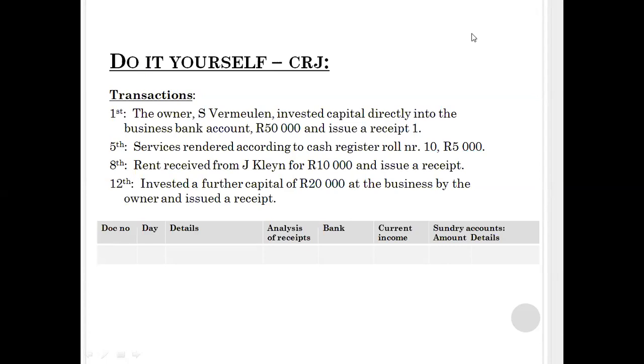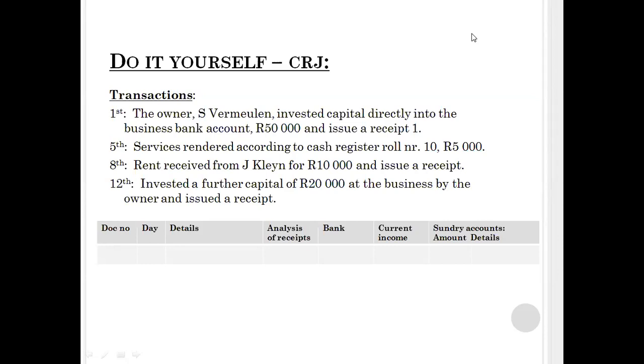Let me just see. Okay, Natalie was just asking, ma'am, is that your name there? Yes, so I'm investing in our business. Okay, so I've invested there on the transaction on the first, the 50,000 Rand. Okay, so right. I'm going to give you a few minutes to do this, and then we will talk through it again.